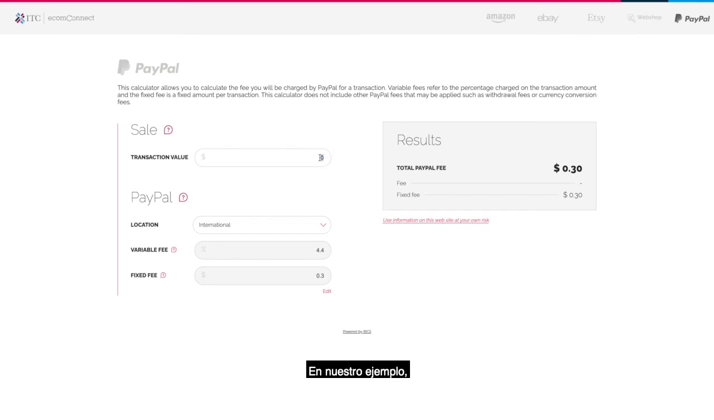So in our example, we made 2 sales at $80. And so we want to calculate them separately because very likely they were 2 separate transactions from 2 different customers. And so we are going to pay the fixed fee of 30 cents twice. So what we want to do is look what it is for one transaction at 80 here, which is 3.82, and then multiply that by 2 because we had 2 of those transactions on the website that month.